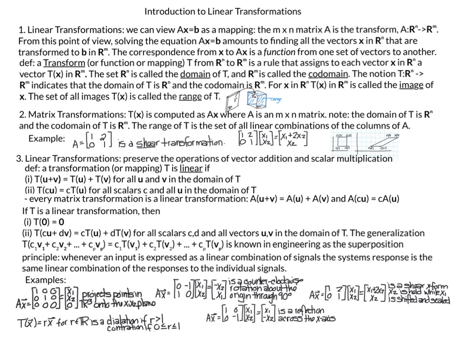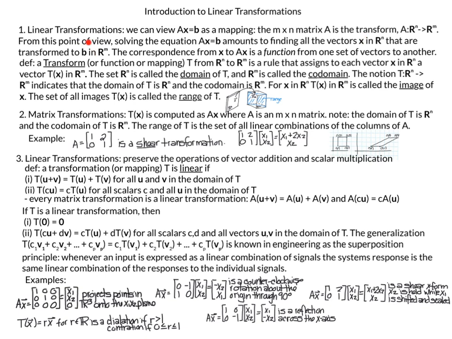So that wraps up those examples. We'll do a quick review, which is that we talked about linear transformation. We viewed Ax equals b as a mapping or a transformation that takes a vector in Rn, if A is an m by n matrix, and gives us a vector in Rm. And from this point of view, solving the equation Ax equals b amounts to finding all vectors x that are transformed to b.